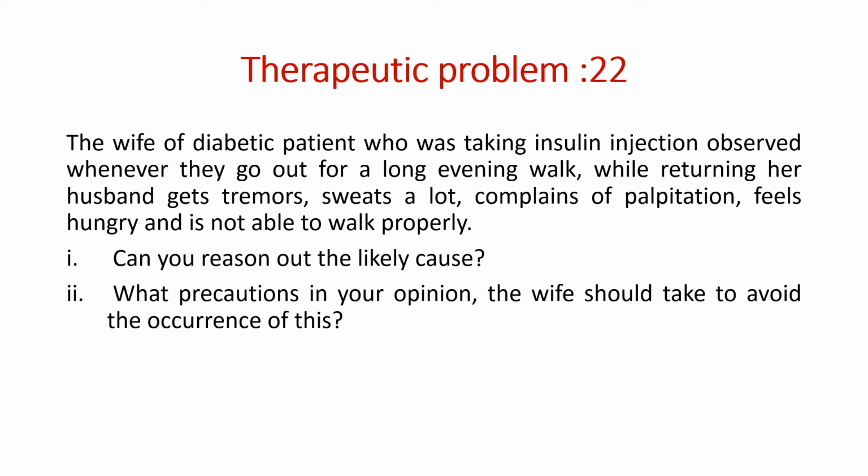So our question is, can you reason out the likely cause why he was not able to walk properly, why he was getting the tremors, sweating a lot, and complaining of palpitation? And the next question is, what precaution in your opinion should the wife take to avoid the occurrence of this? Moving towards our answer.